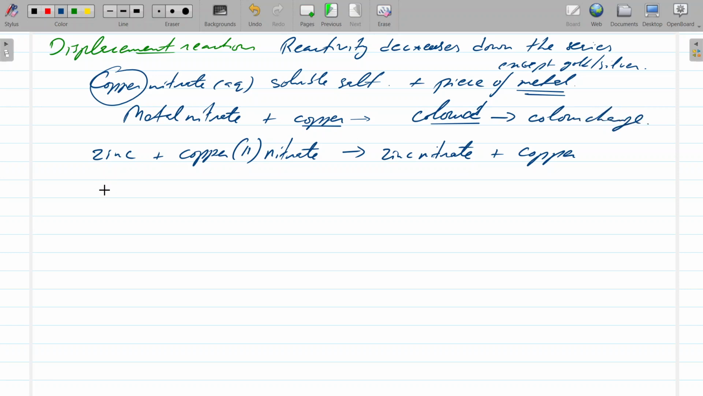So what's going to happen over here? You've got zinc metal, which is silver or gray. You put that in. You've got copper nitrate solution, which is blue. And so what you're going to notice is that the blue color disappears, and you get zinc nitrate forming. What's the color of zinc nitrate? It is clear or colorless. So you're going to go from blue to colorless.